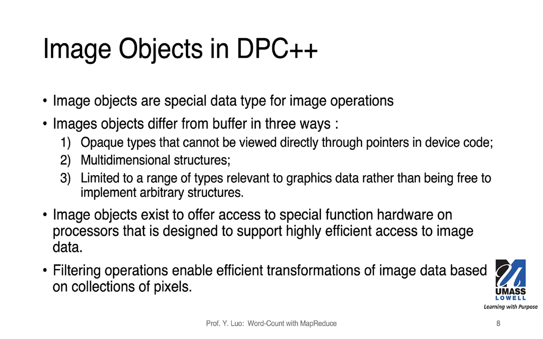The image objects exist to offer access to special function hardware, which is available on graphics processors that are designed to support highly efficient access to image data. Filtering operations enable efficient transformations of image data based on collections of pixels.